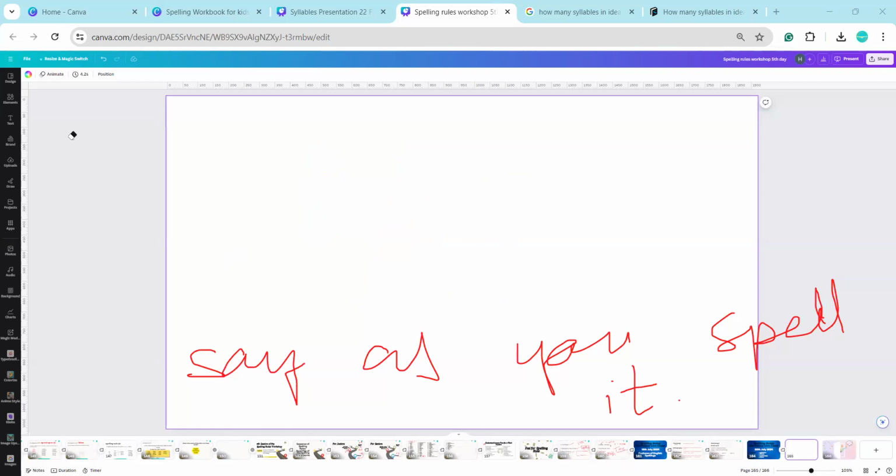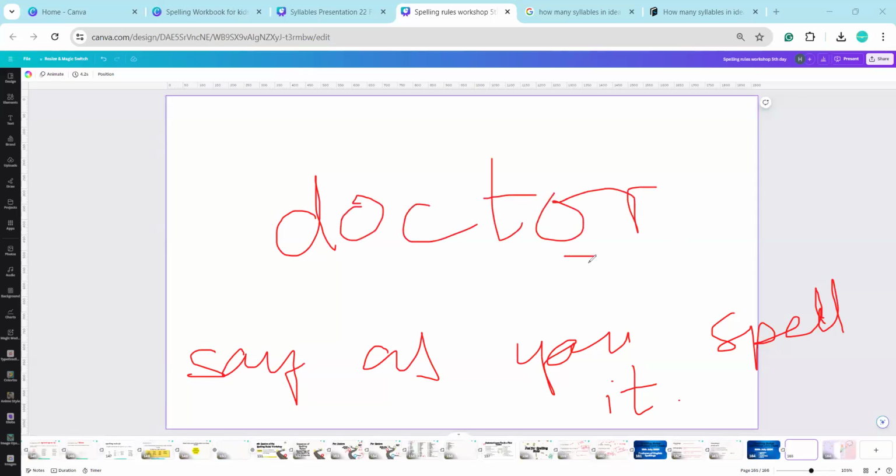If you want to write the word, for example, doctor, the word is doctor. Now this is schwa, right? It's the sound, doctor. You will not say the OR sound. It's not doctor with a clear O-R, this is the break. Tell them if you want to write doctor, say doctor.